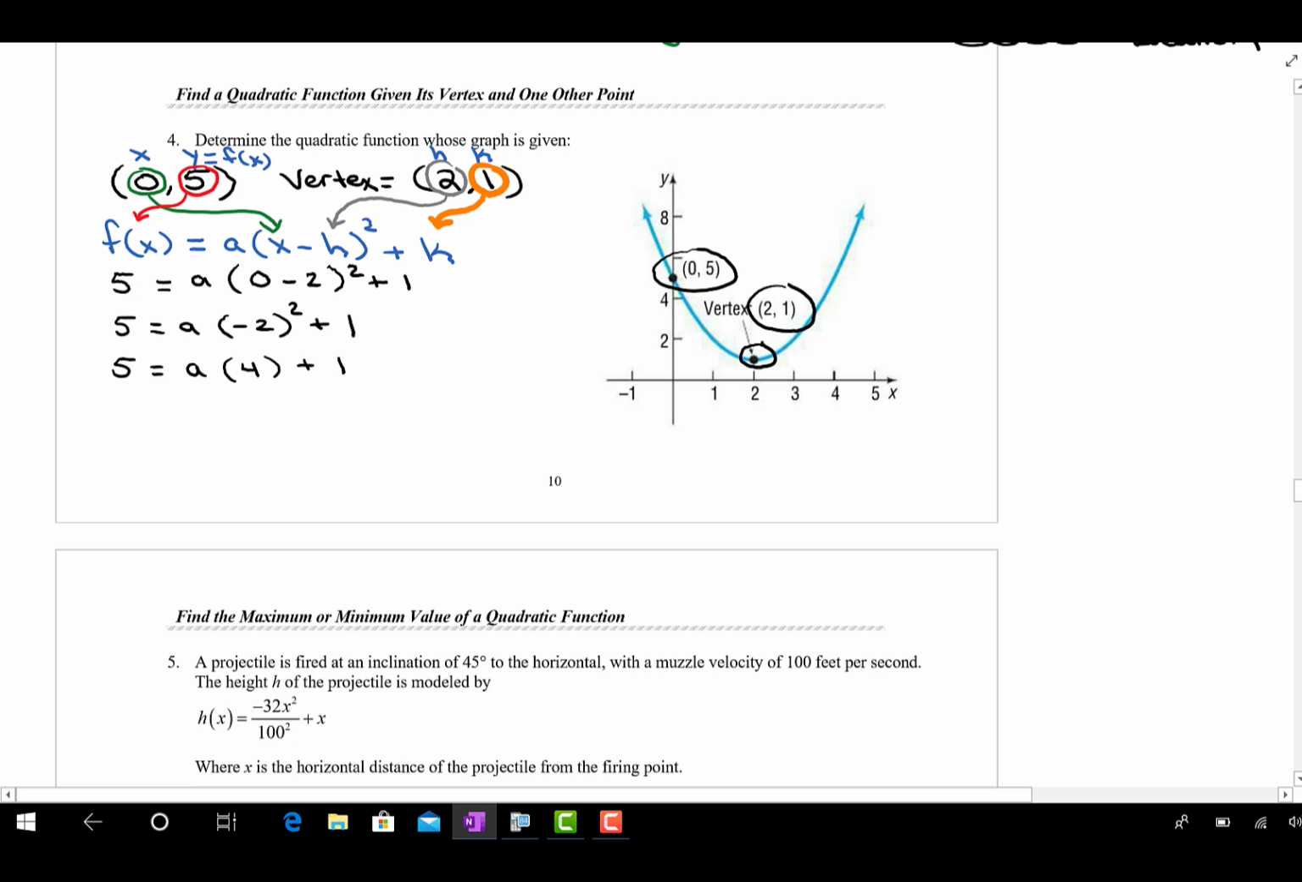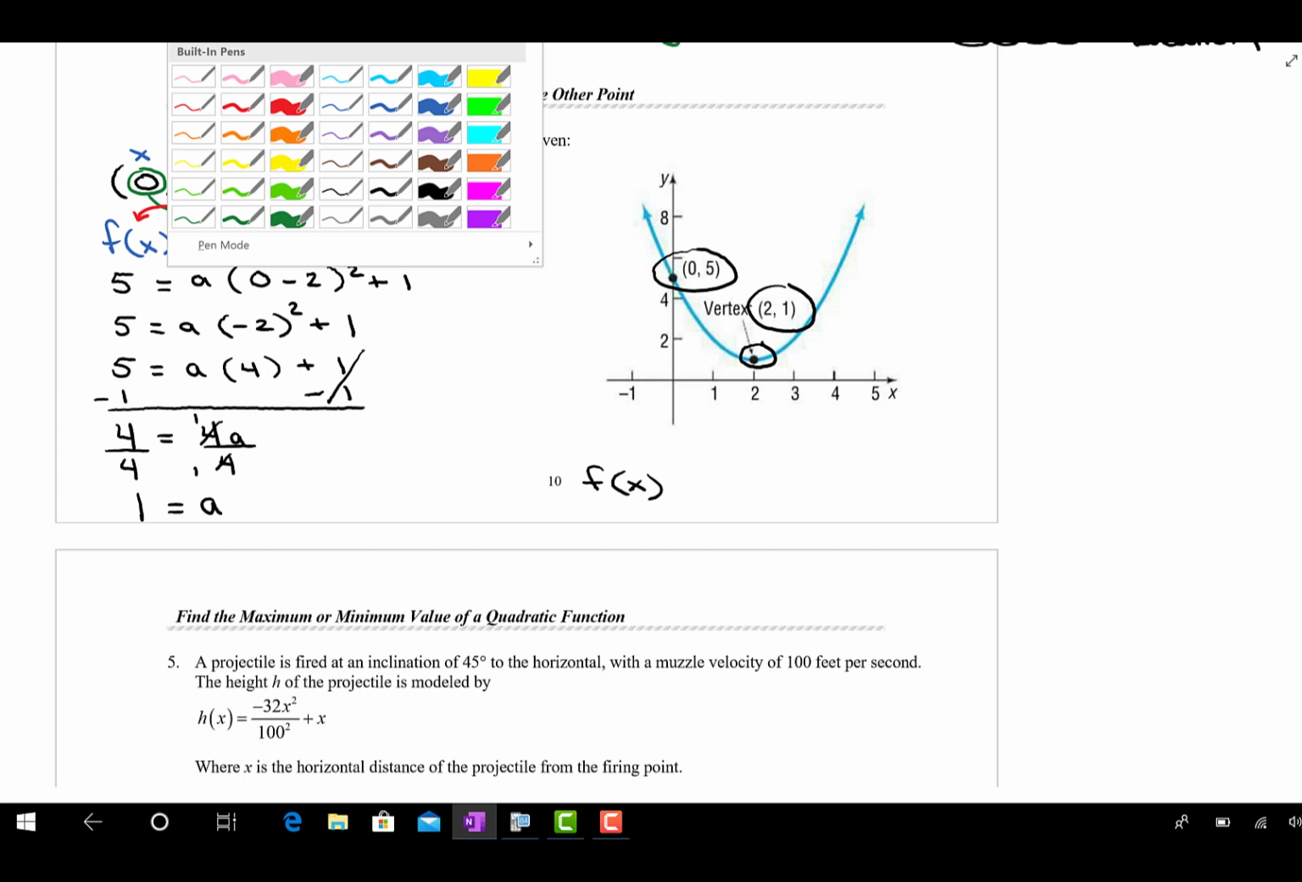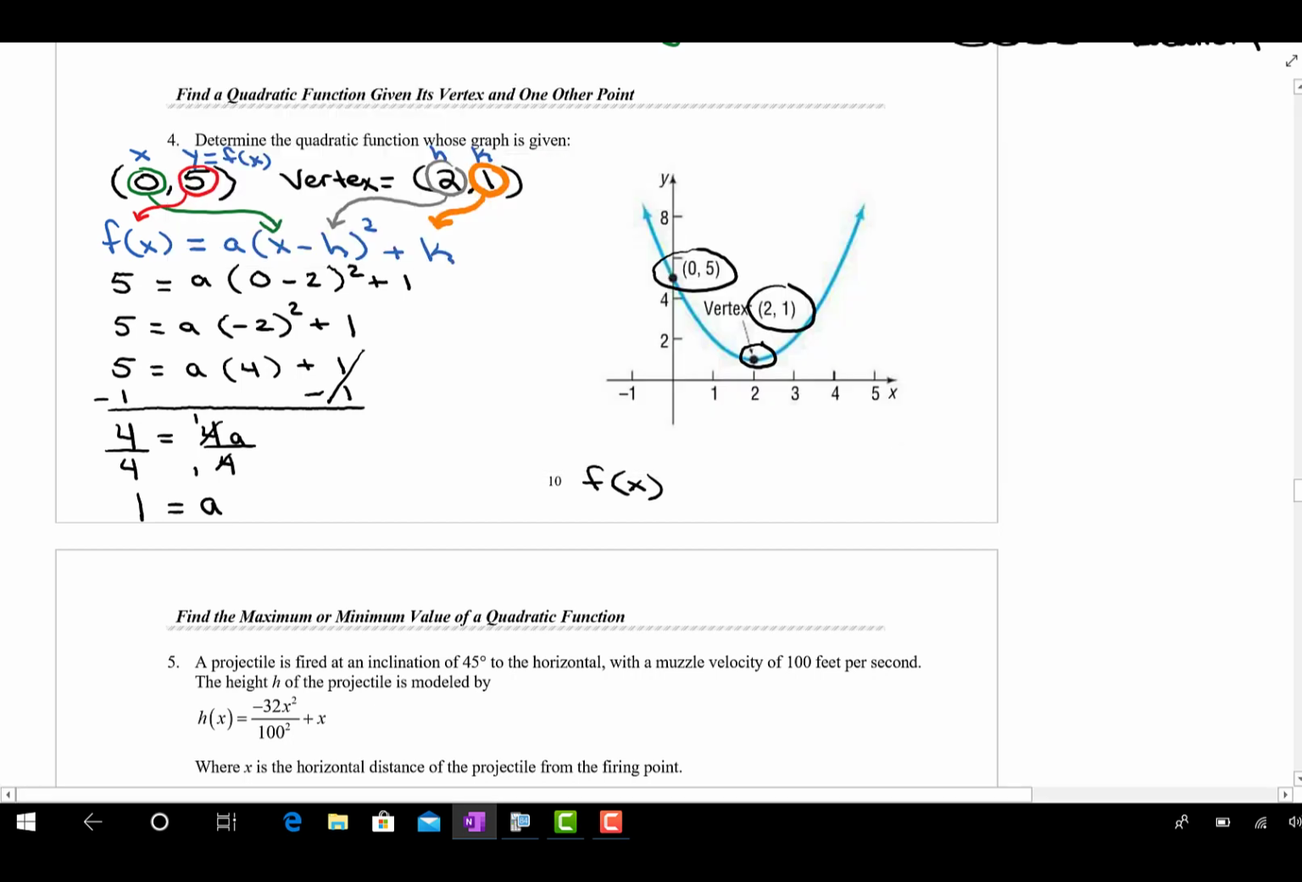Okay, so I'm ready to isolate the a. I'm going to subtract 1 from both sides. I have 4 is equal to 4a. I'm going to divide both sides by 4, and I will end up with a is equal to 1. Since a is equal to 1, I don't really have to write down that 1, because whenever you don't write down a number, there's usually an imaginary 1 there. I'll write down the 1 for now, just so you can see it, but I'm going to erase it shortly.